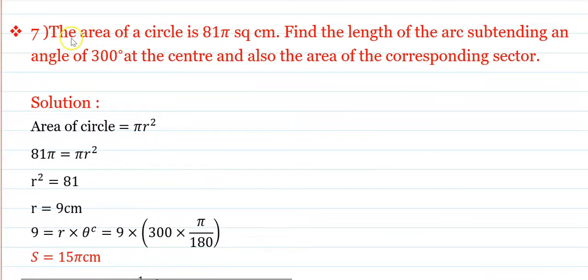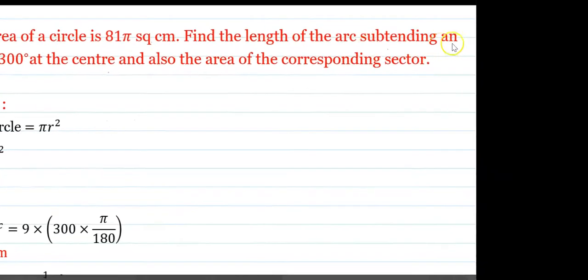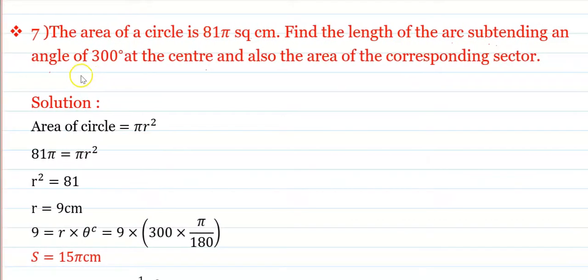Now the next. The area of a circle is 81 pi square centimeter. Its radius is 9 centimeter. Find the length of the arc subtending an angle of 300 degree at the center. Also, the area of the corresponding sector. It means that we want to find out the length of arc as well as the area of that sector. Area of circle is pi r square. 81 pi is equals to pi r square, r square is 81, r is equals to 9 centimeter.